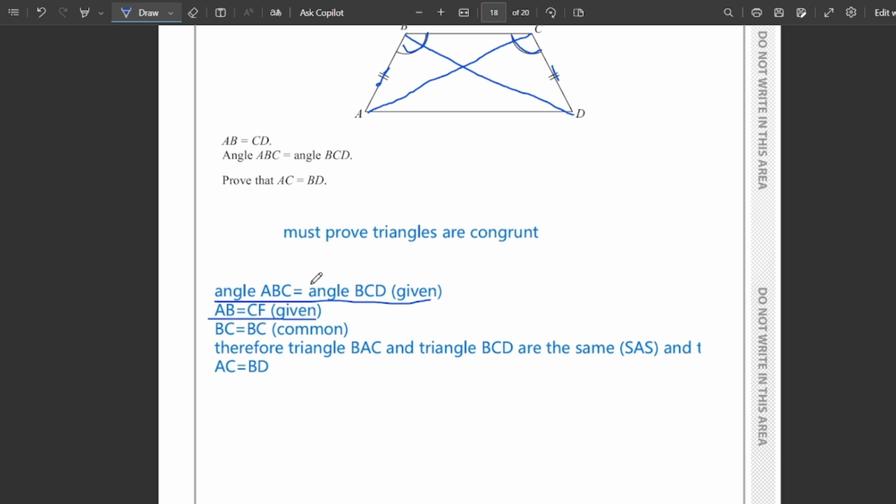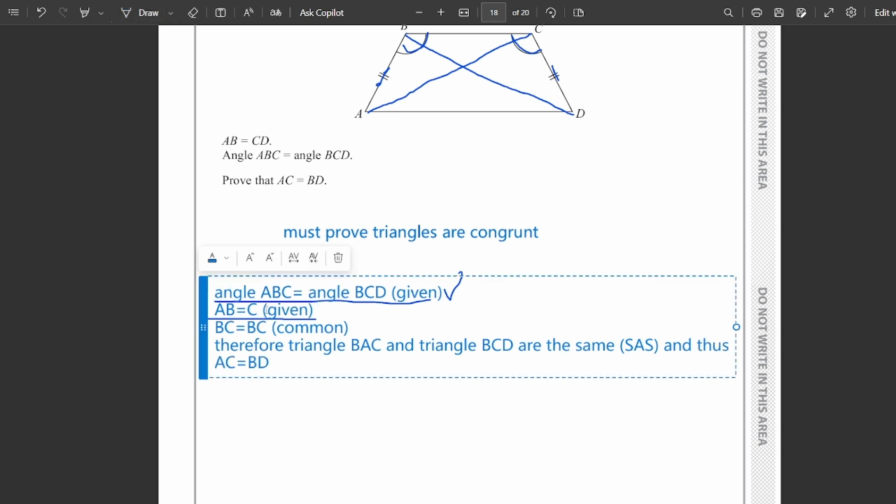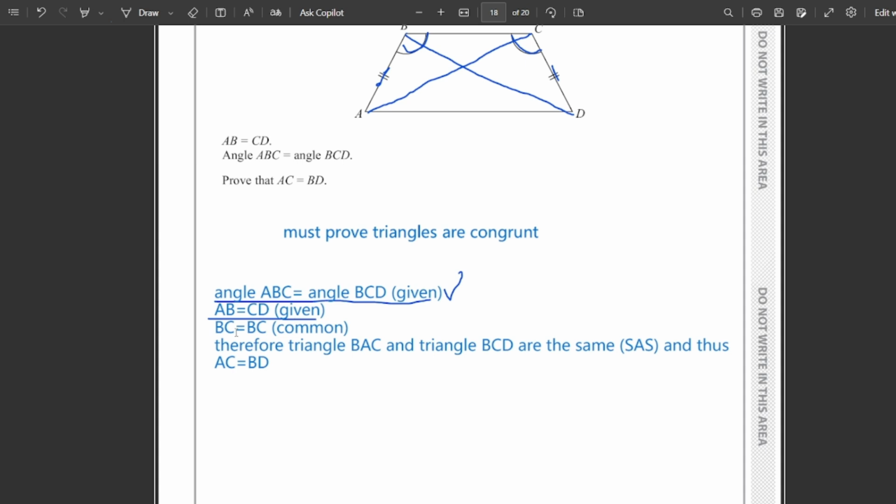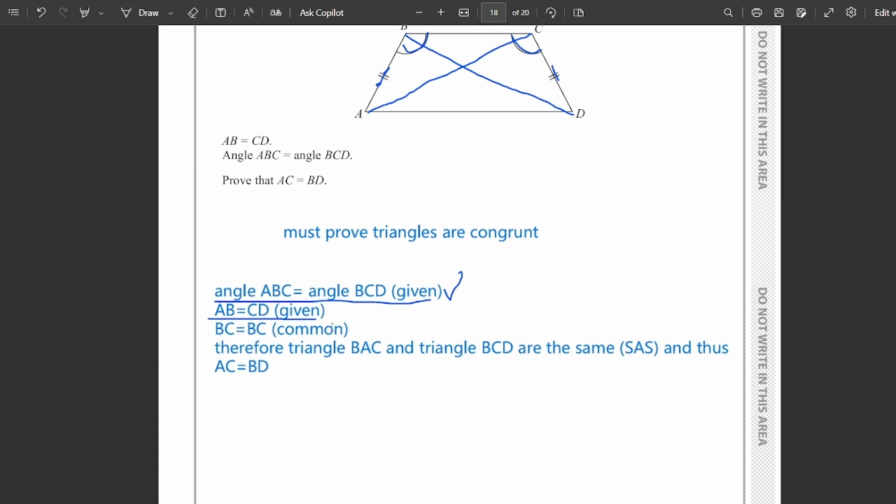So angle ABC equals angle BCD is 1 mark. Angle AB equals CD, I don't know why it says F, it's meant to be a D, is another mark. And then you also get a mark for saying BC equals BC, which is a 3rd mark. So you get 3 marks just for doing common sense.